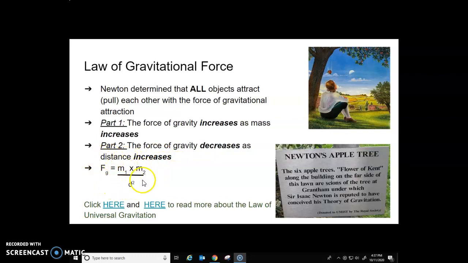And this is the equation for gravity. The force of gravity is equal to the mass of the first object times the mass of the second object, all divided by the distance between those objects squared. So that's how we can actually calculate how much gravity is between any two objects.